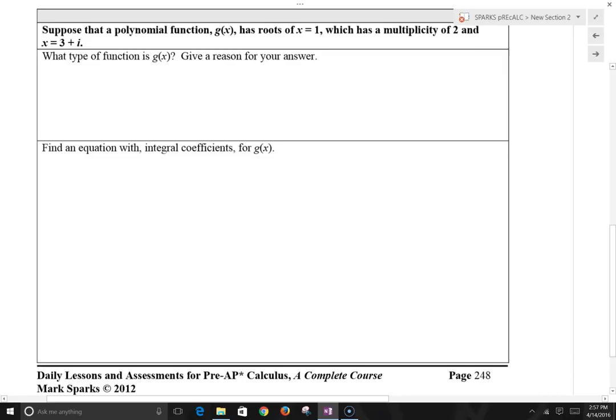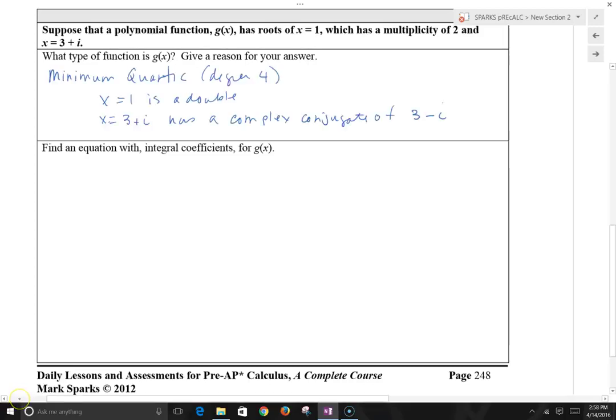Alright, see what you can come up with for what type of function this is, and give a reason for your answer. So pause this now. So I say this is a minimum of a quartic, degree 4 polynomial, because x equals 1 is a double root, and x equals 3 plus i is an imaginary root which has a complex conjugate of 3 minus i.